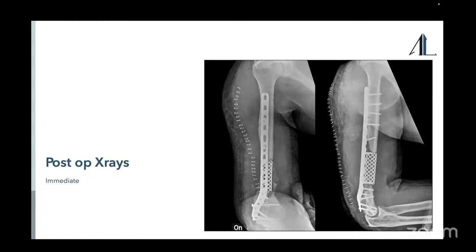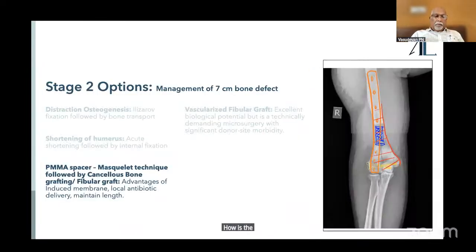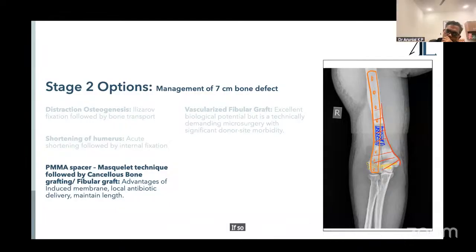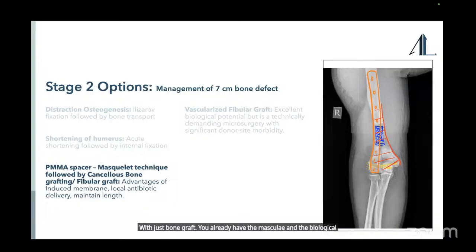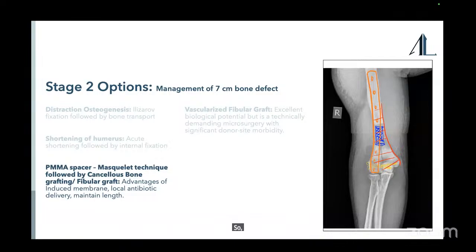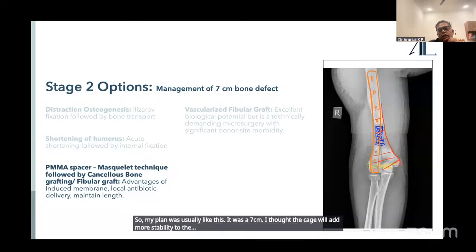Only 3 screws. Okay. So what would you say to putting in bone cement and then doing a bicolumnar plating without the cage? How is the cage superior to a bicolumnar plating, with just bone graft? You already have the induced membrane and the biological power. Yes, sir. So the defect was nearly 7 centimeters, sir. So my plan was initially like this. I thought the cage will add more stability to the pure cancellous graft.